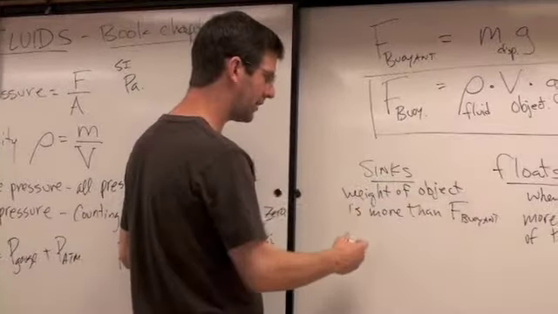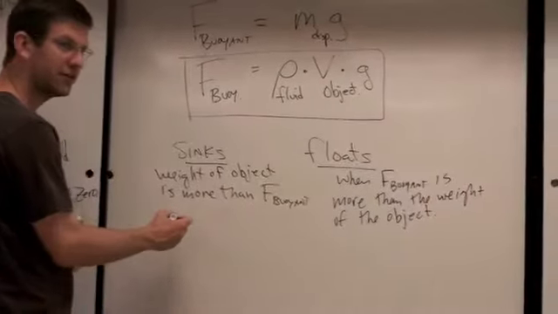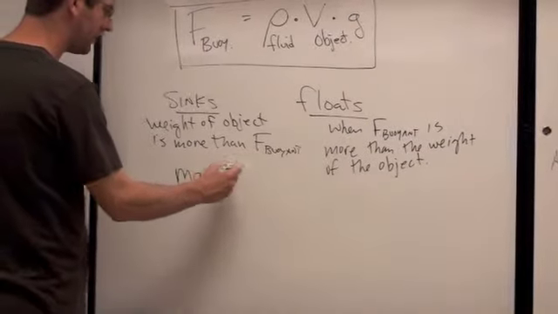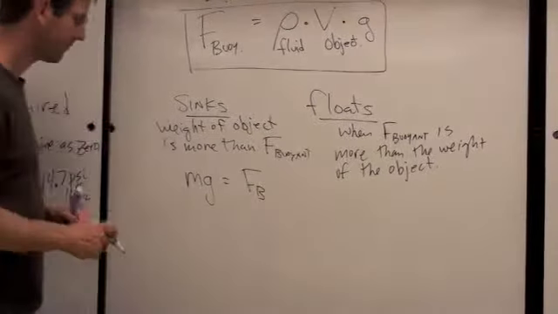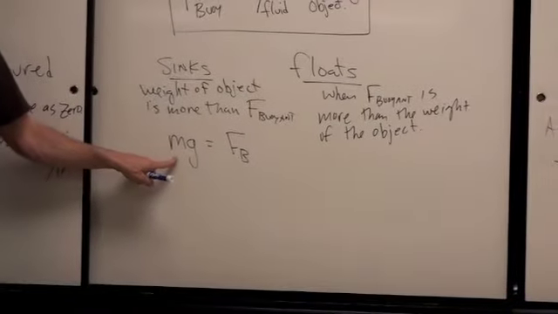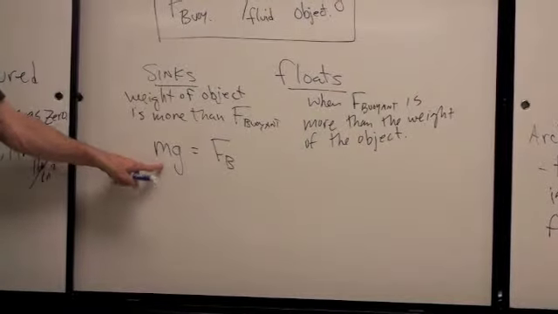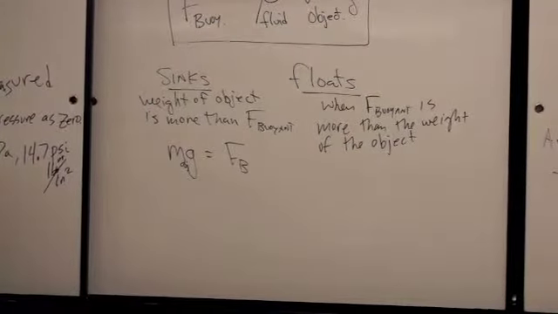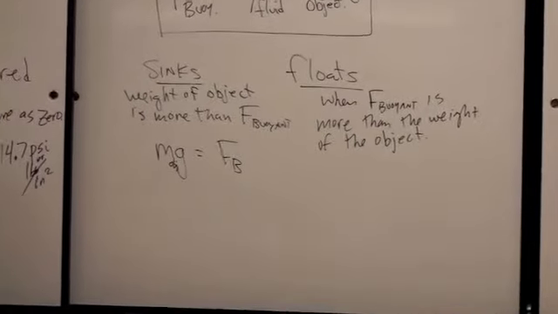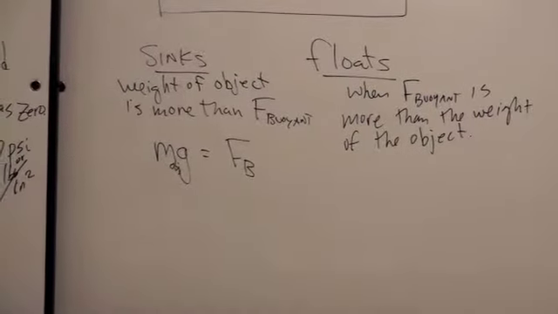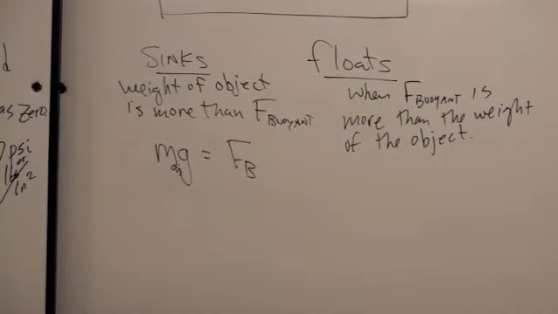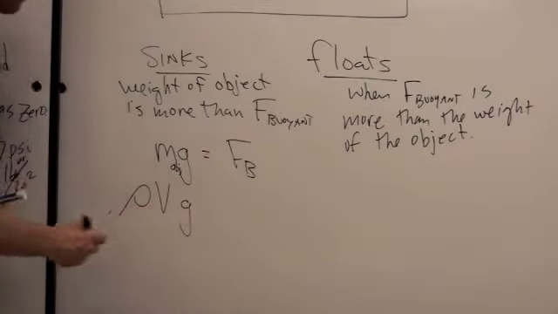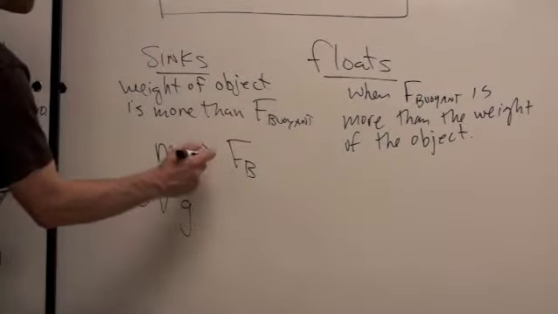Weight of the object is more than the buoyant force. So the weight is mg, right? mg is greater than the buoyant force. Mass of what? Object, right? How do you figure out the mass of the object? You weigh it, or rho V. So rho V g, in this case it's greater than, right?